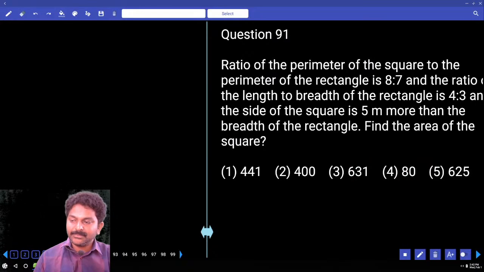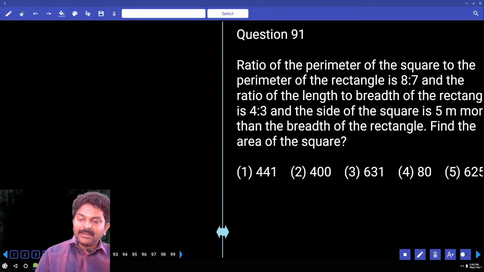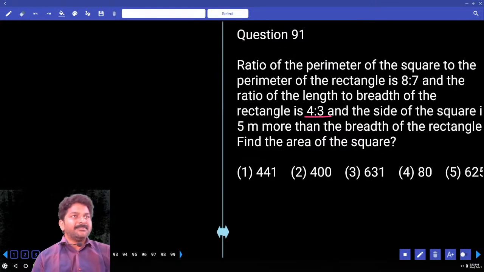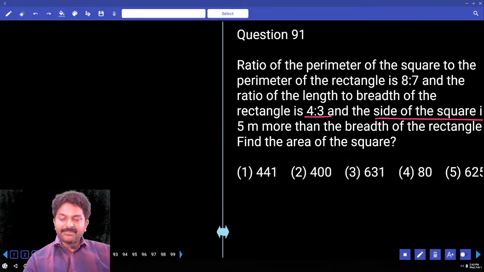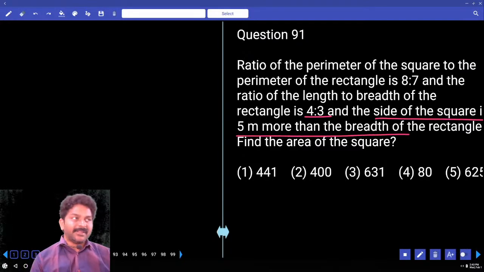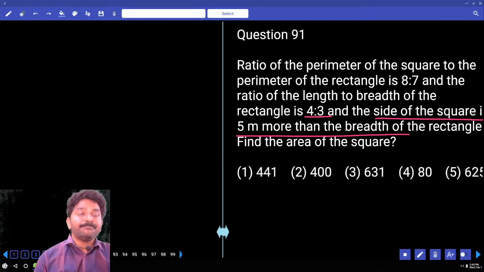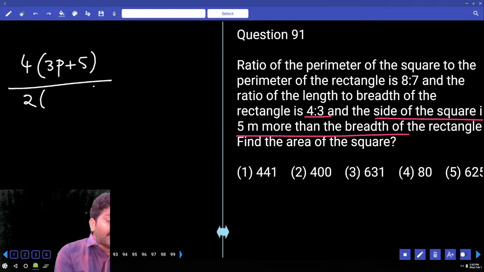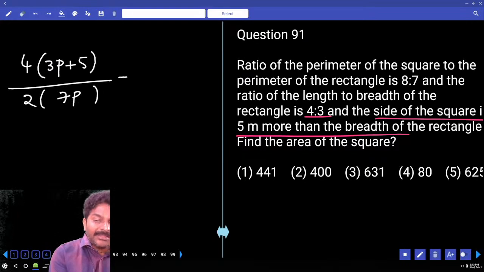Okay. So now, the length to breadth ratio is mentioned as 4:3. Length is 4 parts, breadth is 3 parts. The side of the square is 5 meters more than the breadth of the rectangle. That means it must be 3 parts plus 5, correct? 3 parts plus 5 is the side of the square. Perimeter is 4 times that. And the perimeter of the rectangle is 2 times (L plus B). L plus B is equal to 7 parts. And the ratio is mentioned as 8:7.